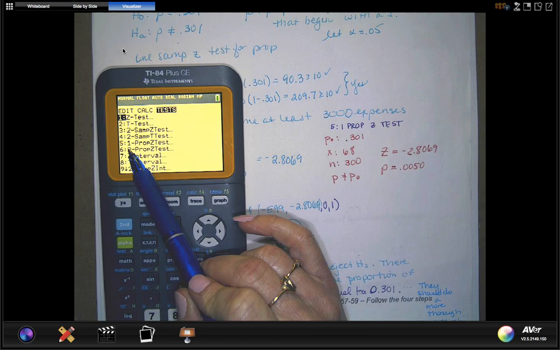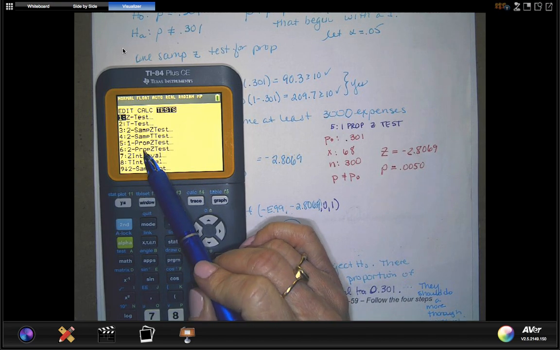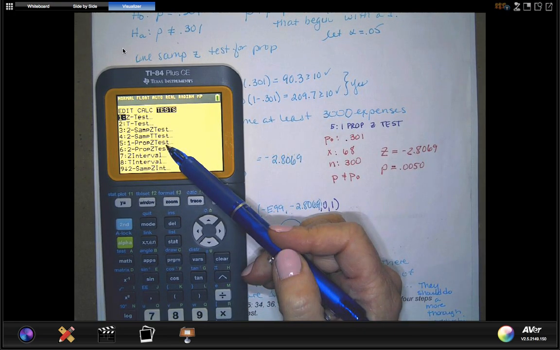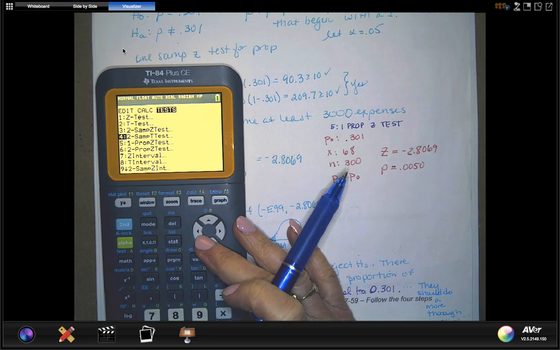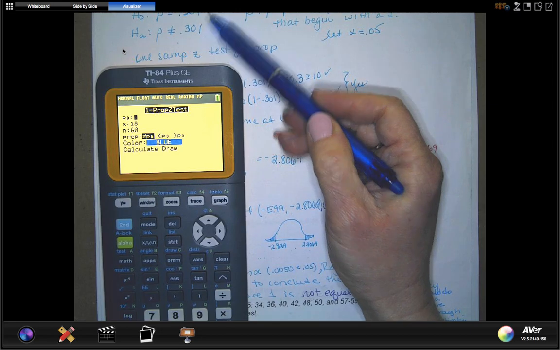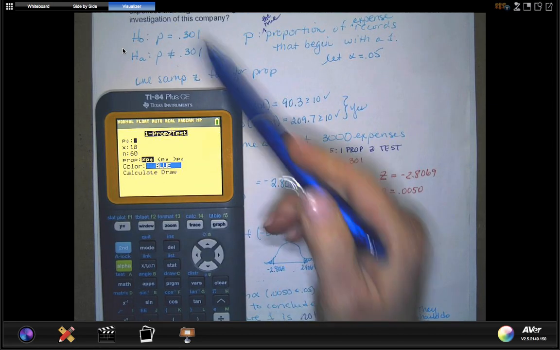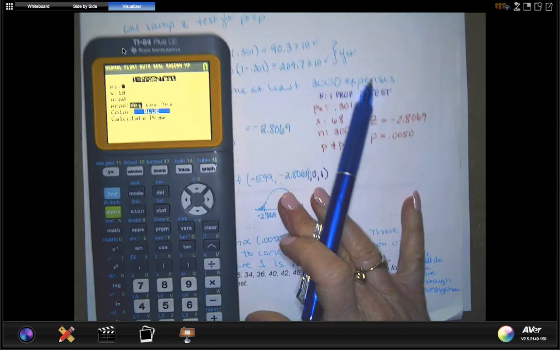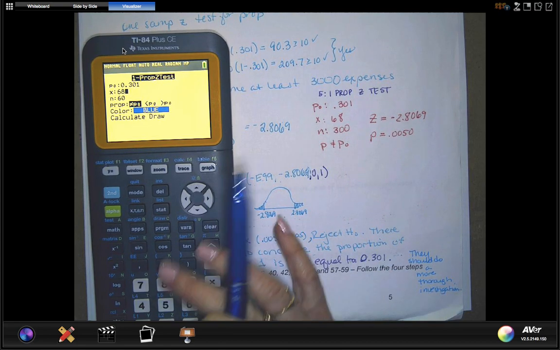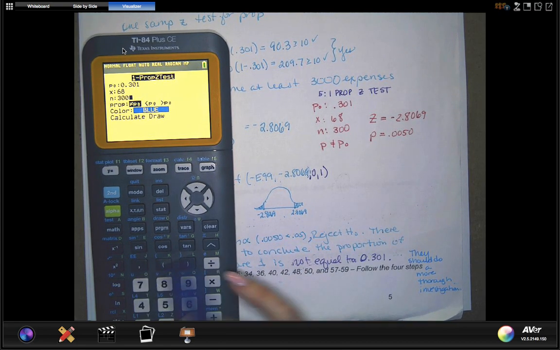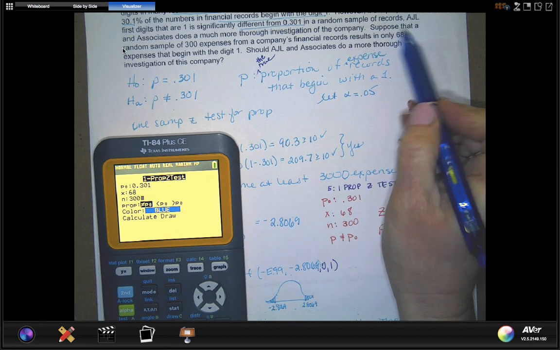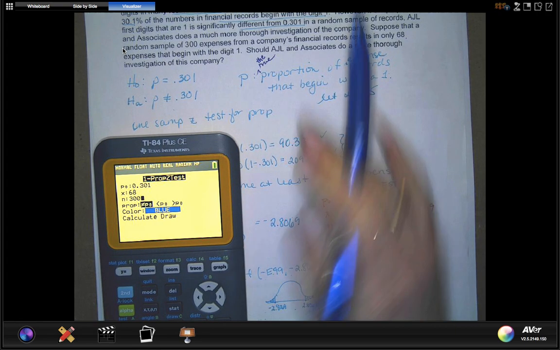The 1 is because we only have one sample right now. Prop, because we're working with proportions. Z, we're using the z distribution. Test, we're doing a test. So I'm down here at number 5. The p naught is whatever the number is in your hypotheses. If you notice, these two numbers are always the same. Don't make them different. The x is my number of successes, so 68, and n is 300. So here, we've got 68 successes out of 300.